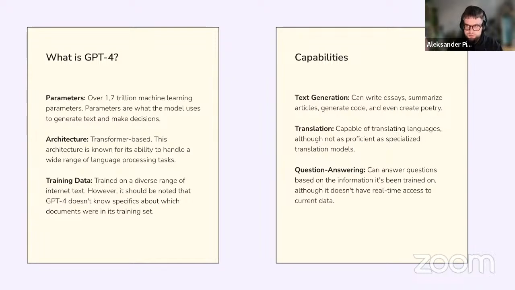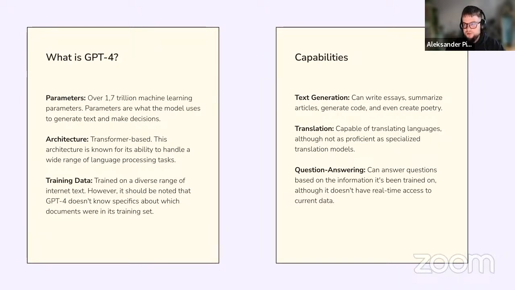ChatGPT-4 is a large language model that was trained on 1.7 trillion machine learning parameters. Parameters are what the model uses to generate text and make decisions. The architecture of GPT-4 is transformer-based. This means that this architecture is known for its ability to handle a wide range of language processing tasks. This is very important.